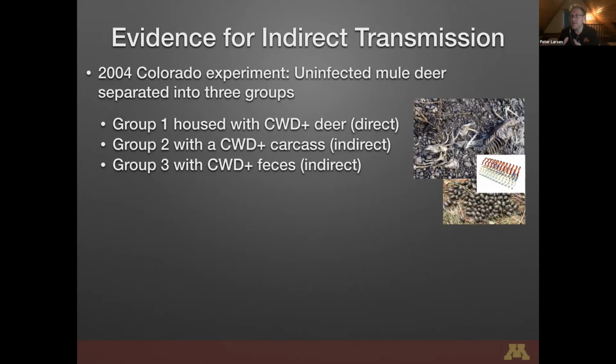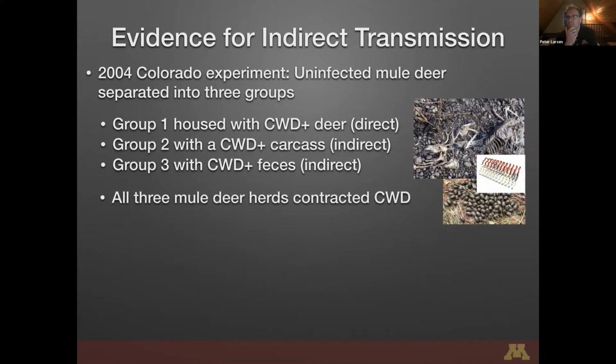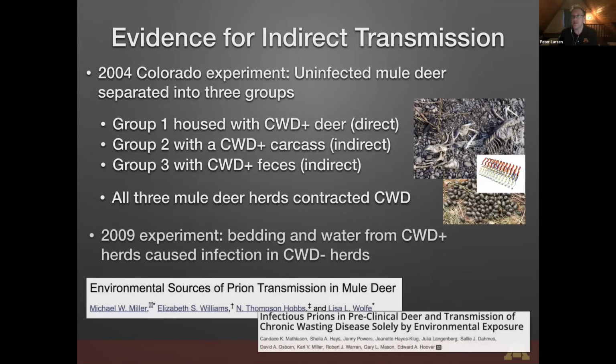And I'm showing you this carcass in the upper right there, okay? So that's indirect. The only thing that was different between these 2 pens was that one had positive deer in it. The second one has a positive carcass in it. The third group, they had positive feces in there, okay? So the CWD negative animals, mule deer, were housed in a pen that had positive feces. What happened? Well, all 3 of those mule deer herds contracted CWD. Okay, so it's more evidence documenting that the misfolded prions present in the environment, that indirect contact resulted in CWD.